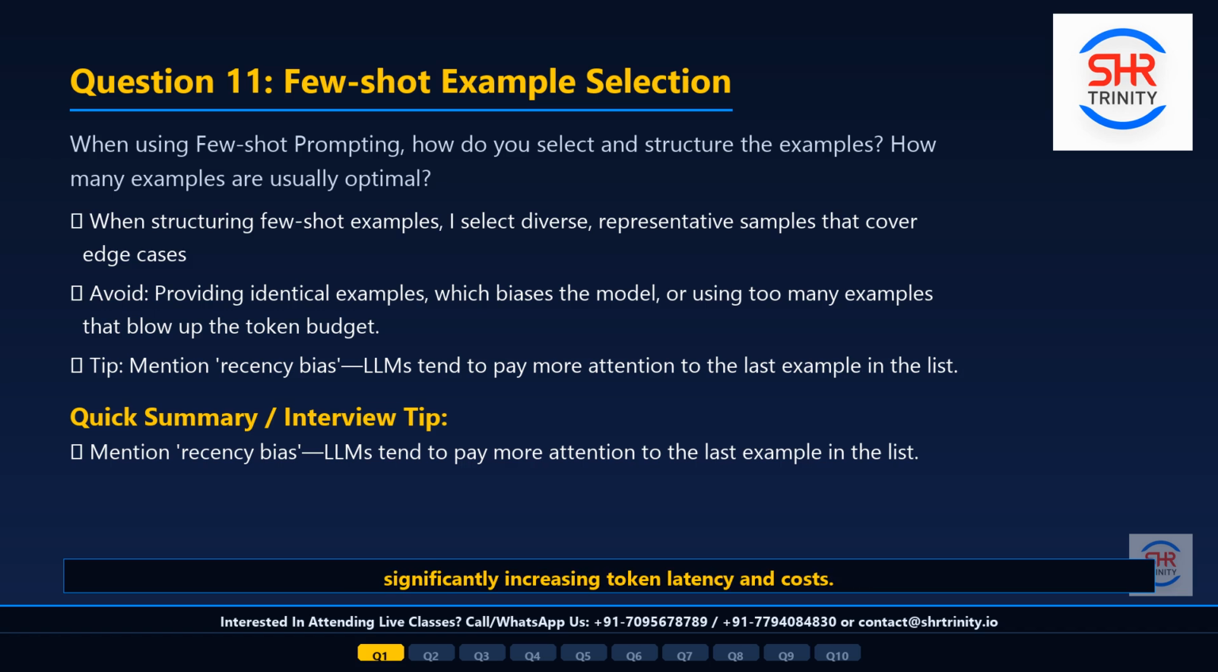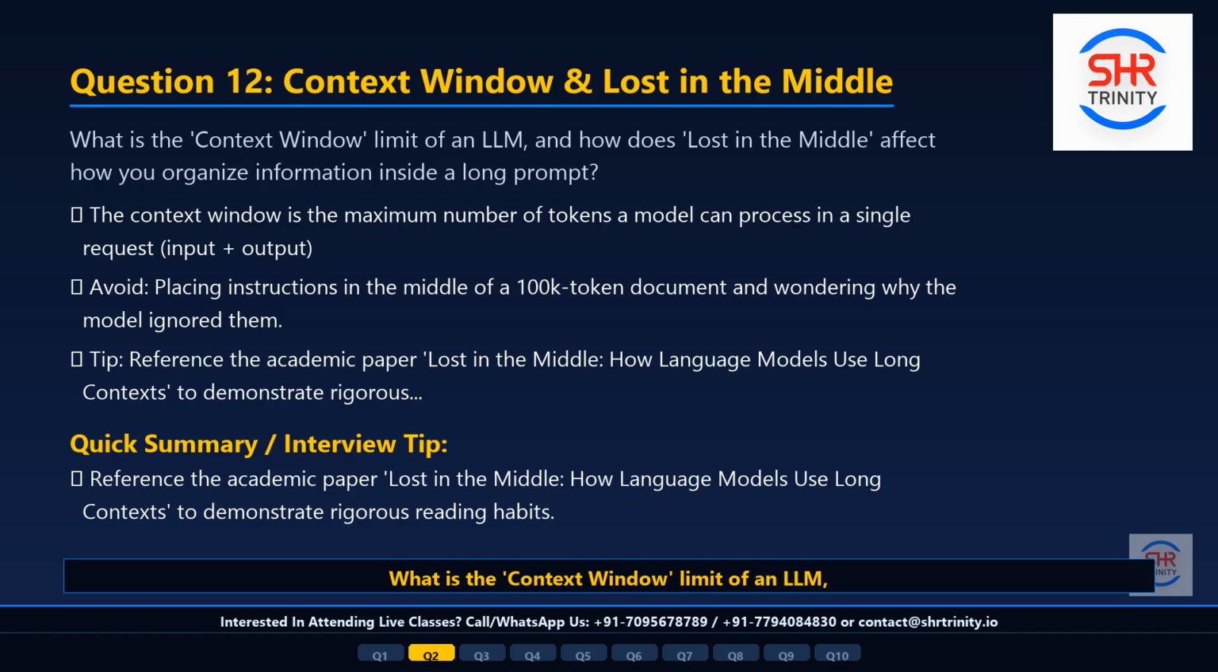Question 12. What is the context window limit of an LLM, and how does lost in the middle affect how you organize information inside a long prompt?